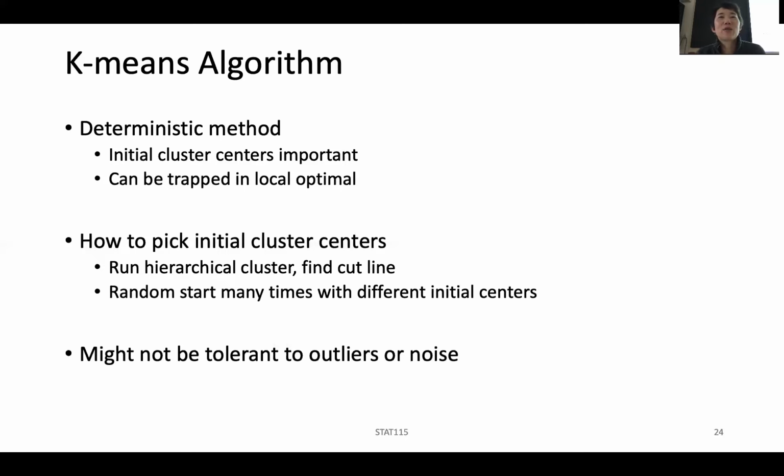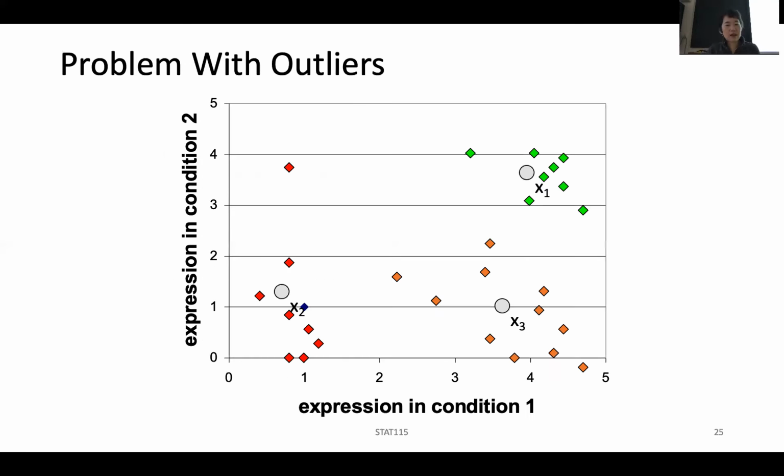How do we evaluate whether the cluster result is good? You evaluate your between cluster distance and within cluster distance. You want the between cluster to be as different as possible, but within cluster as similar as possible. We'll show you some measurements to do this analysis. Unfortunately, this approach may not be very tolerant to outliers or noise. For example, you might see this case.